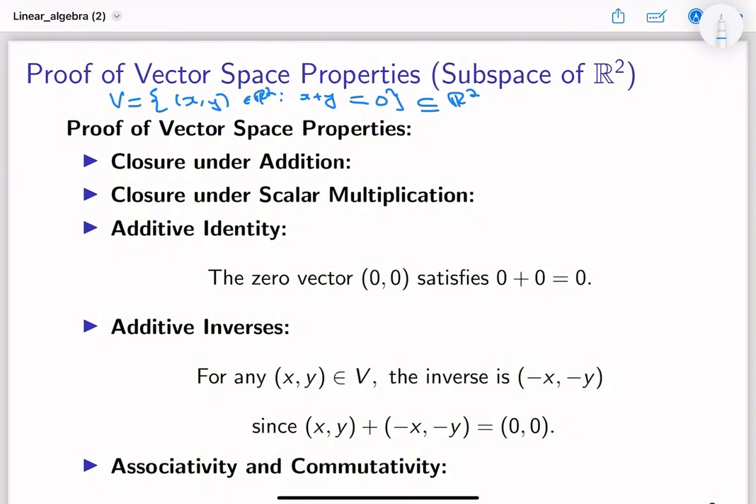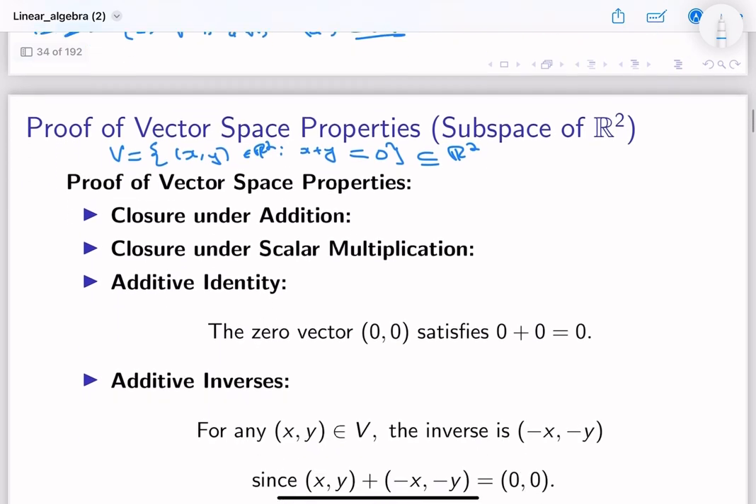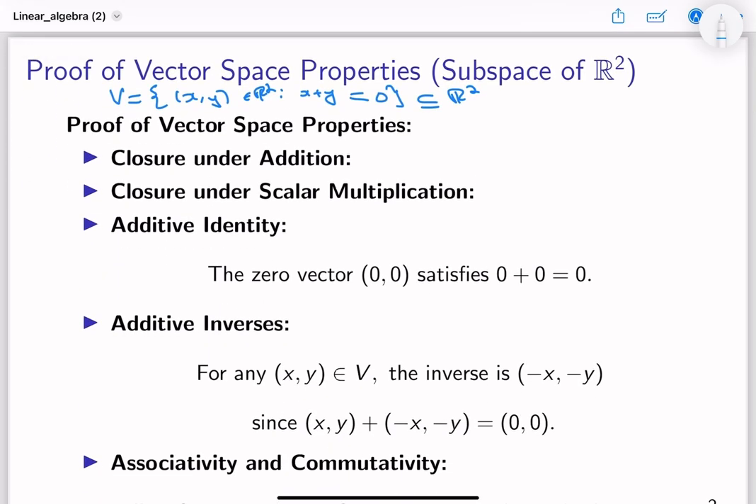What was left to prove is that V is itself a vector space. So let us prove that V is a vector space. There are a few important things to check: closure under addition, closure under scalar multiplication, the existence of the identity, and the existence of additive inverses.